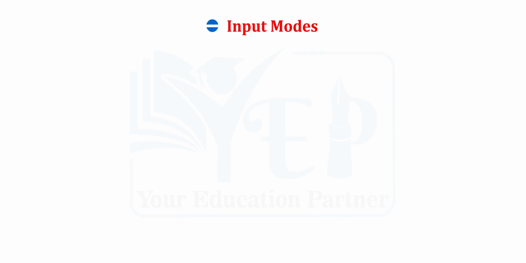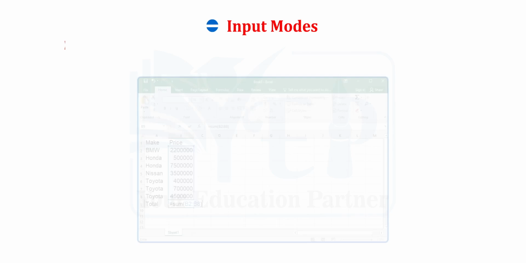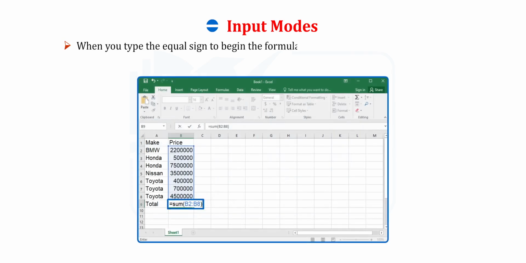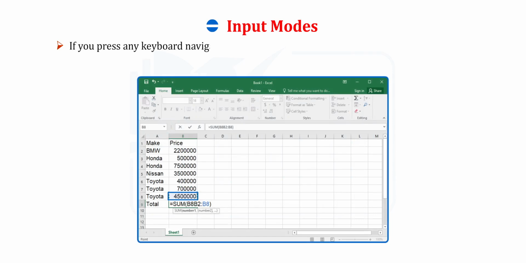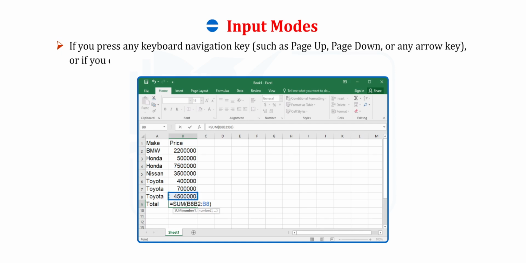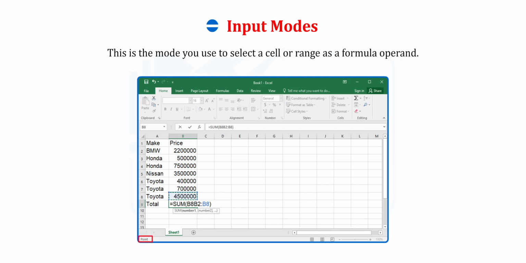Input modes. Excel has three different input modes that determine how it interprets certain keystrokes and mouse actions. When you type the equal sign to begin the formula, Excel goes into enter mode, which is the mode you use to enter text, such as the formula's operands and operators. If you press any keyboard navigation key, such as Page Up, Page Down, or any arrow key, or if you click any other cell in the worksheet, Excel enters point mode. This is the mode you use to select a cell or range as a formula operand.